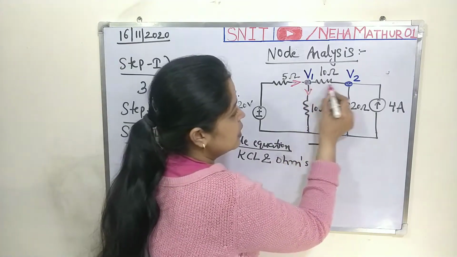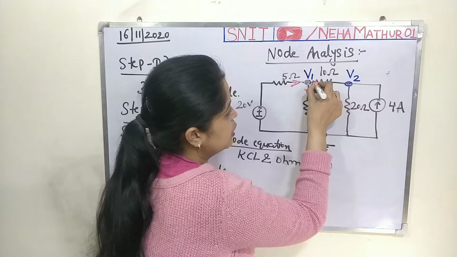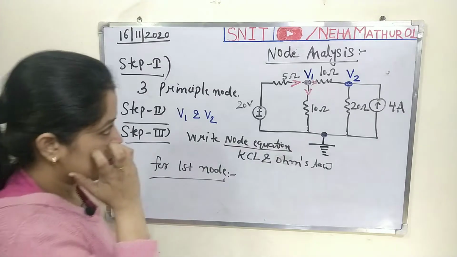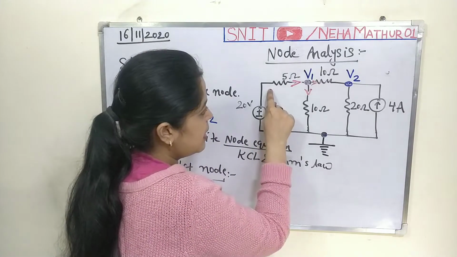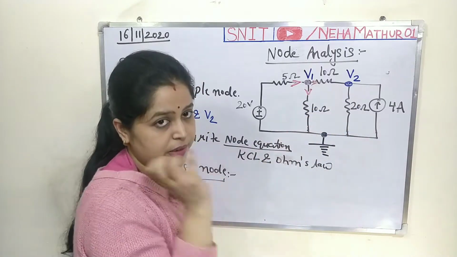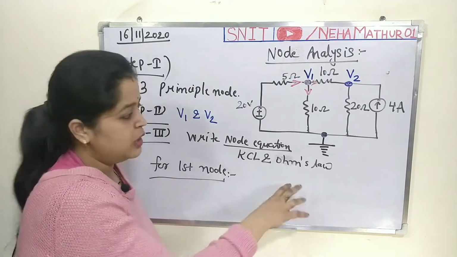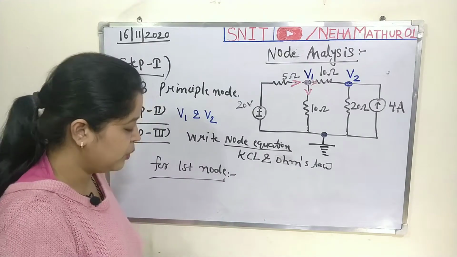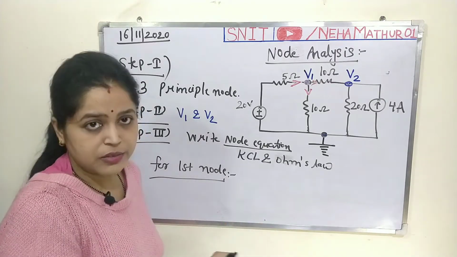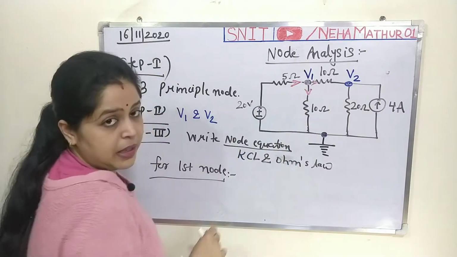Fine. Now for this third step I am again mentioning the current direction at that node. So for the first node what I did, I am just saying that from this branch current is entering, while from these two branches current is leaving. Fine. Now start writing with the help of KCL and Ohm's law. As I told you, KCL means total entering current is going to be equal to total leaving current. At this node from here the current is coming.